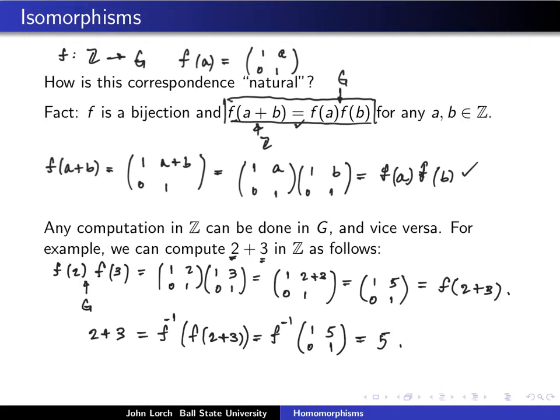Okay, so I get it. This seems like the world's most roundabout way possible to compute the sum 2 plus 3 and obtain 5. But the point is that we're able to make this computation in this other setting. Now, in this particular example, we probably wouldn't have any really great reason to compute 2 plus 3 in some other setting, but sometimes there is a good reason for doing this.